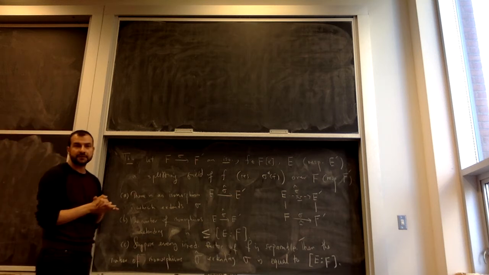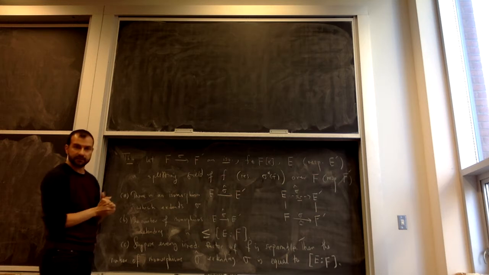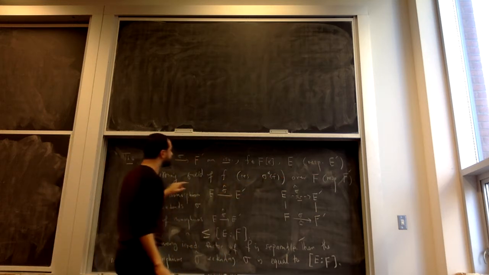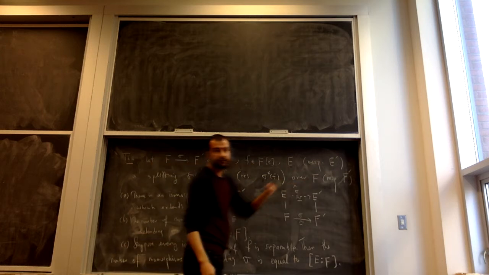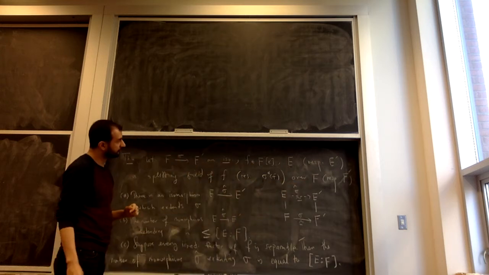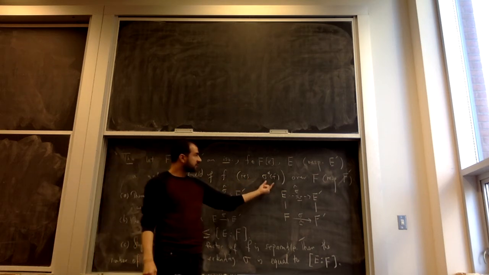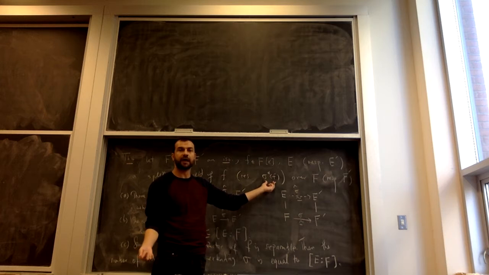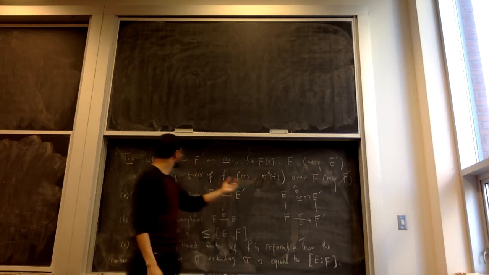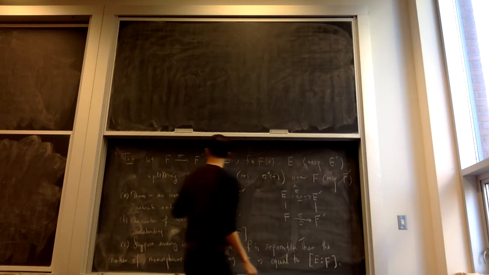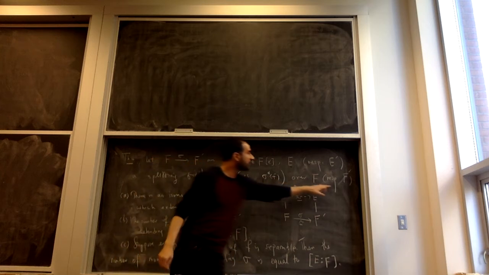We're not assuming that this polynomial is irreducible necessarily. Let E be a splitting field of f over the field F. Also, we have this polynomial sigma star f obtained by applying sigma to the coefficients of f. It's a polynomial with coefficients in F prime. And let E prime be a splitting field of that polynomial over F prime.